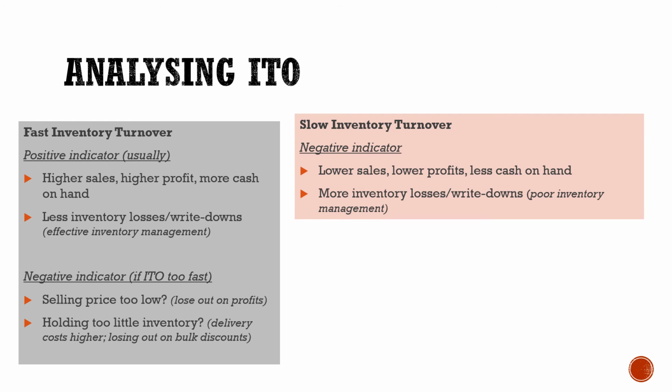On the other hand, if we have a slow inventory turnover, it is usually a negative indicator because this means lower sales, lower profits, and less cash on hand. This also means more inventory losses and write-downs, and it's due to poor inventory management.